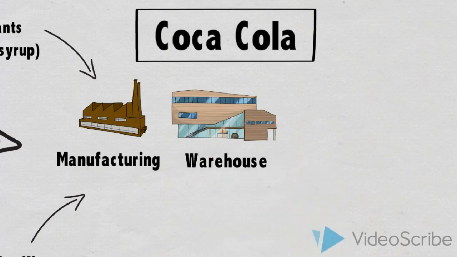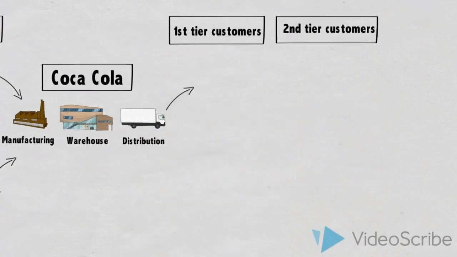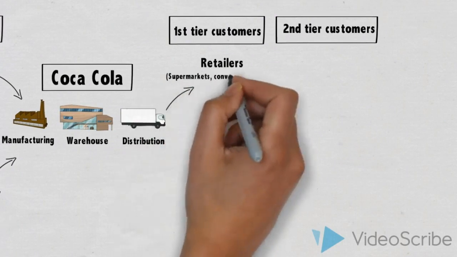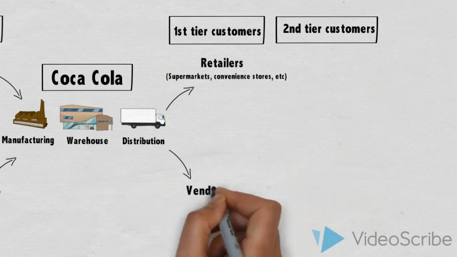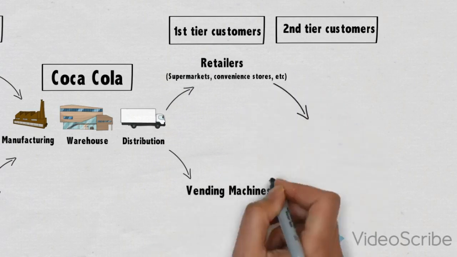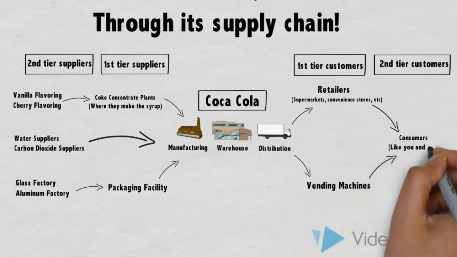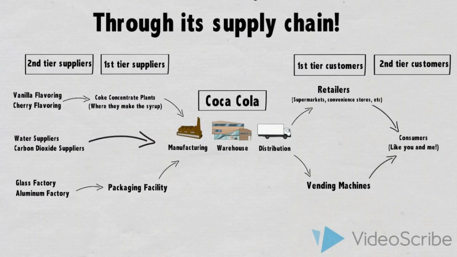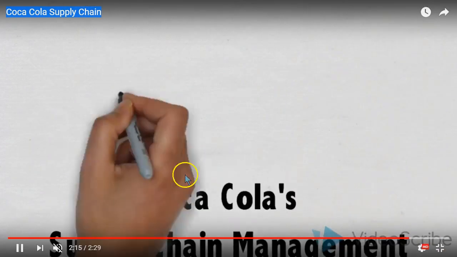And this is their distribution or their warehouse, or we also call it wholesale, where they store the products and then they distribute the products to their first and second tier customers. First tier customers are retailers like Circle K or Carrefour. And they also offer the products through the vending machine, where then it finally reaches their final consumer, which is, for example, you and I, when we buy a Coca-Cola. So they really only operate in the center of the supply chain.